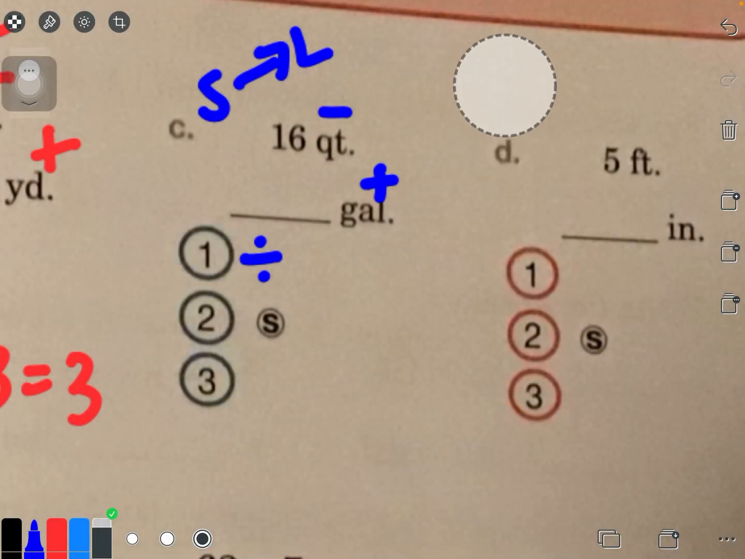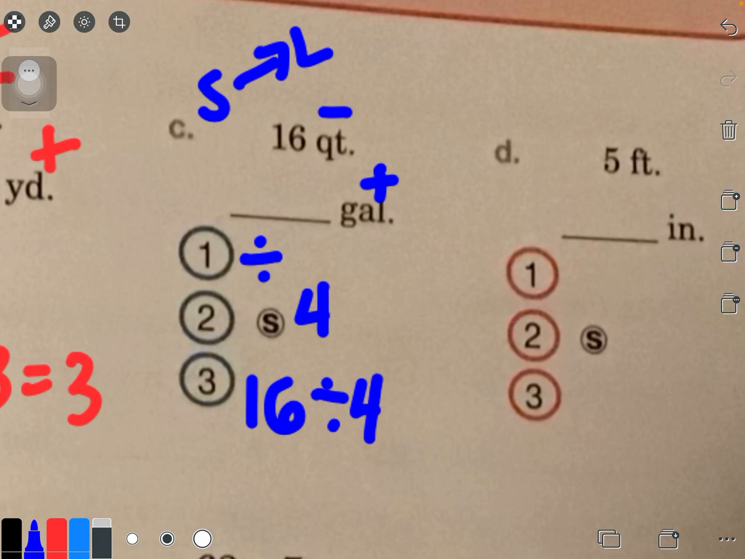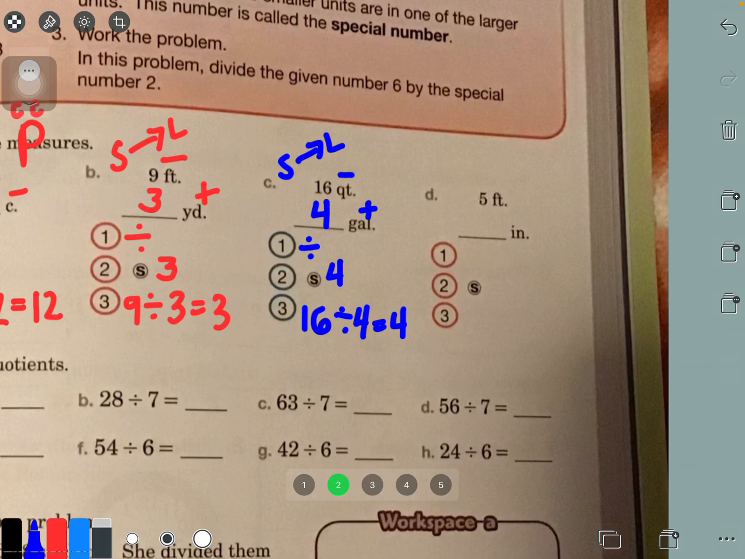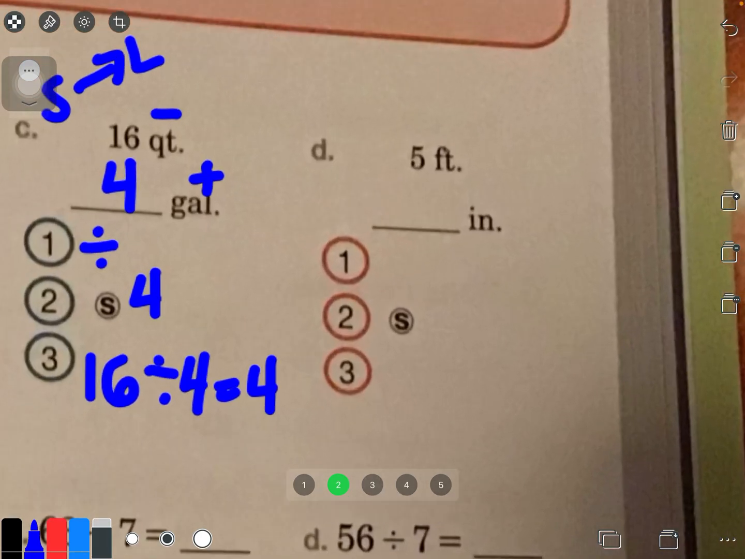So let me just erase this. I'm going to use 4 as my special number. So this is 16 divided by 4. And what is 16 divided by 4? It's 4. Okay. Last one. And thank you for making use of that pause button and the rewind button.